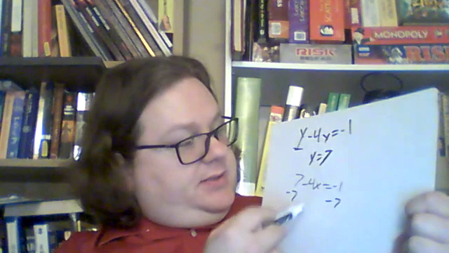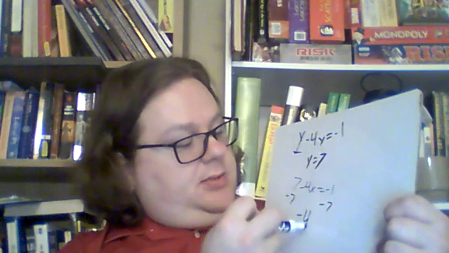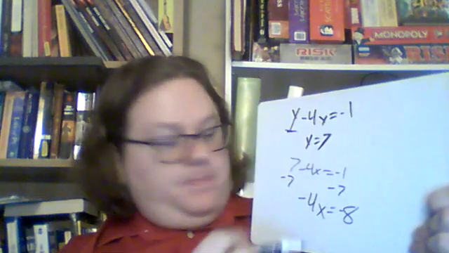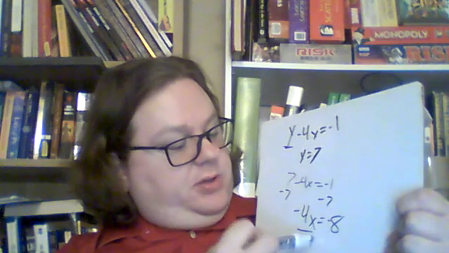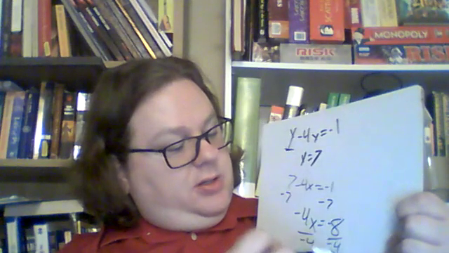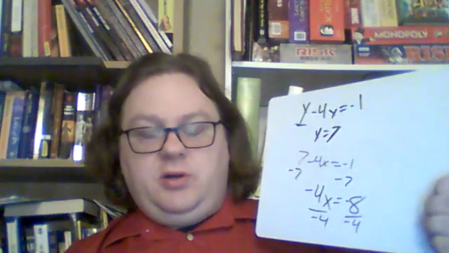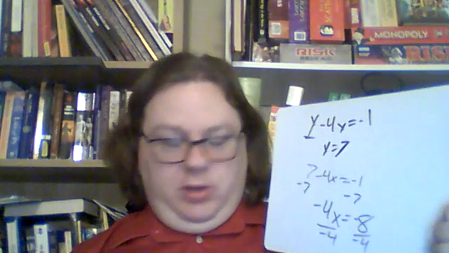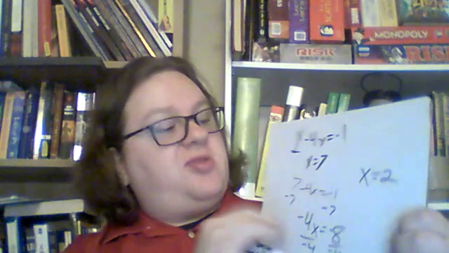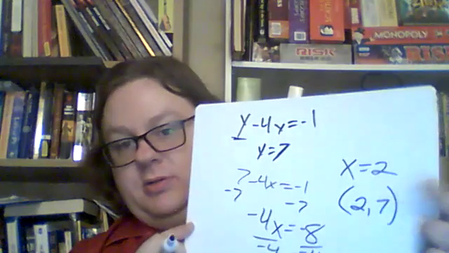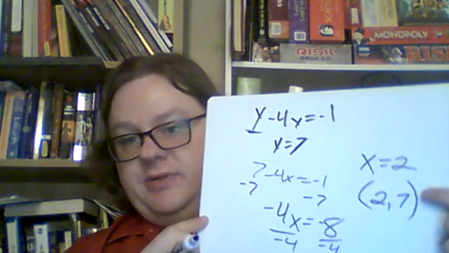I'm going to get negative 4x equals negative 8. And then I'm going to divide by negative 4, divide by negative 4. Negative 8 divided by negative 4 is the same as 8 divided by 4, which is to say 2. So x equals 2. And we already know that y equals 7. So 2 comma 7 is our solution. That's where the two lines meet.